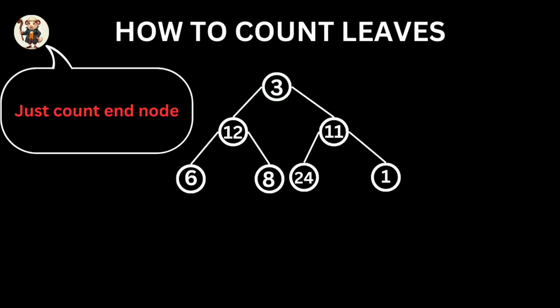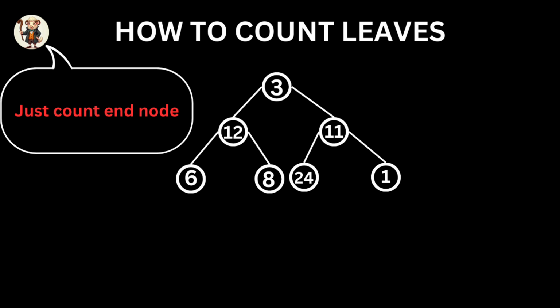Today's final topic is how to count leaves in a binary tree, which is actually quite simple. A leaf in a binary tree is any node that doesn't have any children. To count them, you simply identify and count all such nodes.